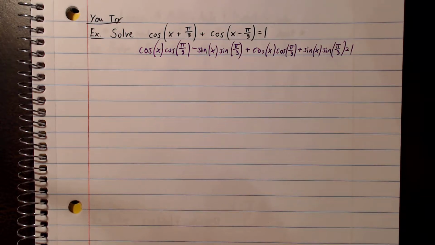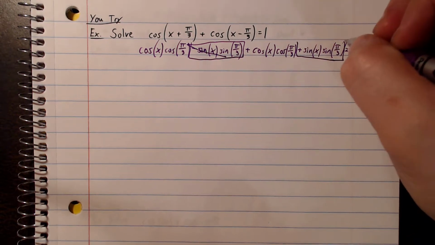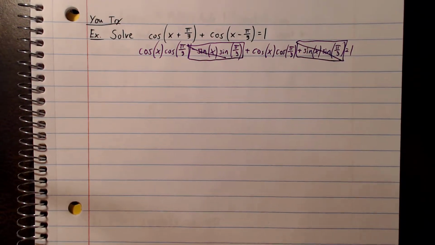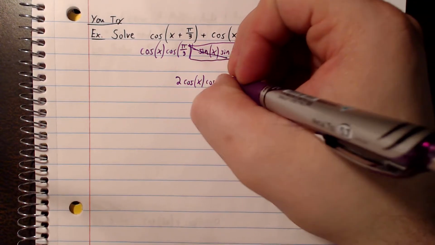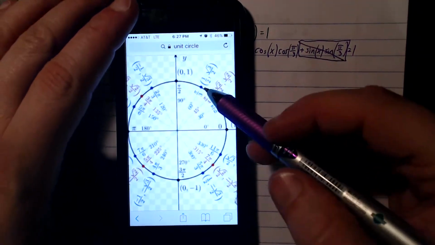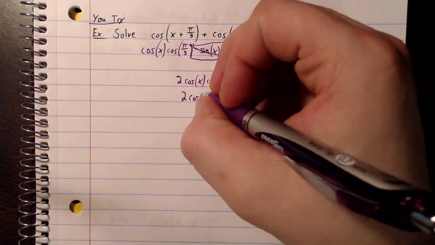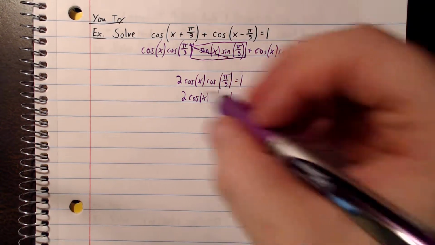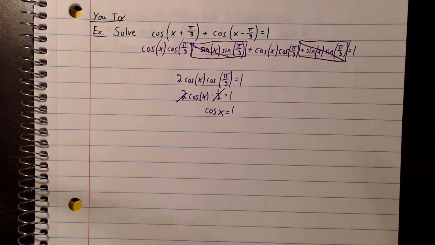Alright, so something hopefully is going to go away, and this is what it looks like. That and that cancel each other. And we're left with 2 of these things. 2 cosine x cosine of pi over 3. Alright, well, pi over 3, that we want to find the value for. Cosine is 1/2. So 2 cosine of x times 1/2. The 2 and the 1/2 cancel. And we're looking for where cosine of x equals 1.